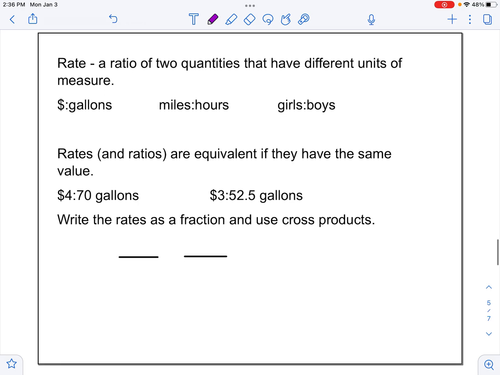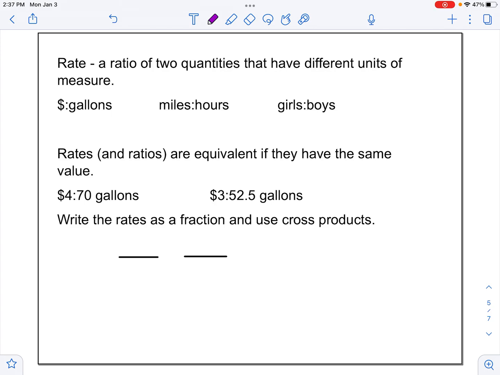A rate, now we were just looking at ratios, but a rate is actually a ratio of two quantities that have different units of measure. A fancy way to say that is you're comparing two fractions where the numerator and the denominator represent different units of measure. In other words, dollars to gallons, miles to hours, girls to boys. And rates and ratios are equivalent if they have the same value.